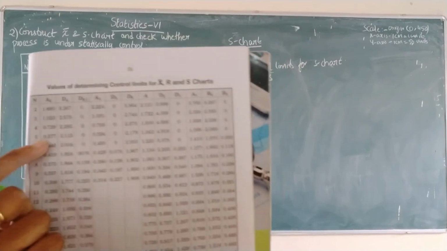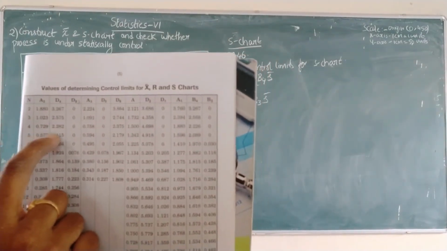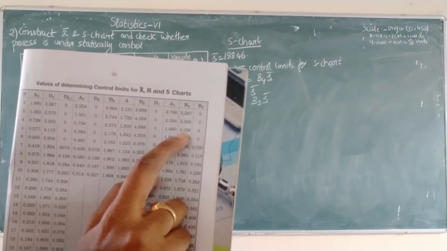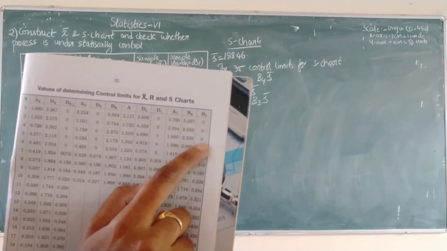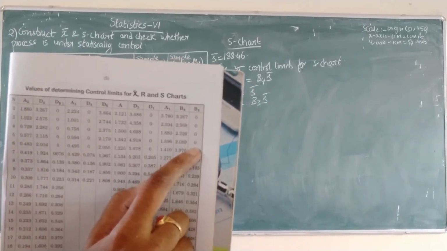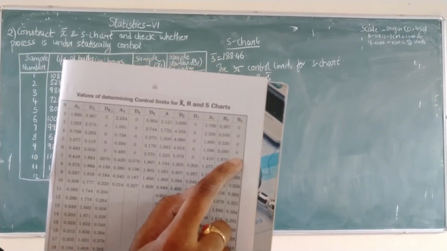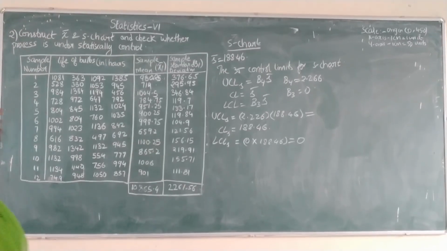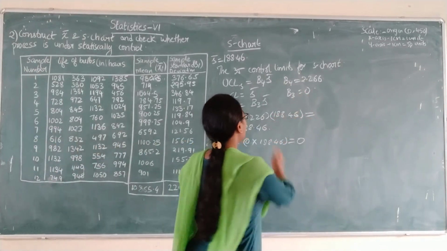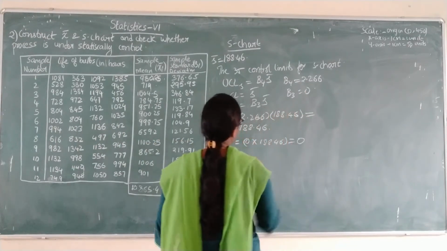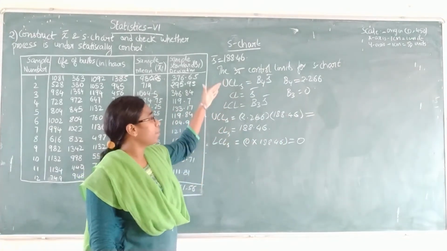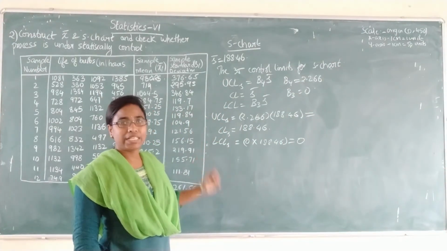So here the sample size is 4, and coming to the B4 value, if you observe here, the B4 value is 2.266, and beside it you have the B3 values also. All are 0. The first 4 values, up to sample size n equals 5, the B3 value is 0. So we have seen our B4 and B3 values: B4 is 2.266 and B3 is 0. Substitute the B4 and B3 values in the required UCL, CL and LCL, and we will get the control limits.